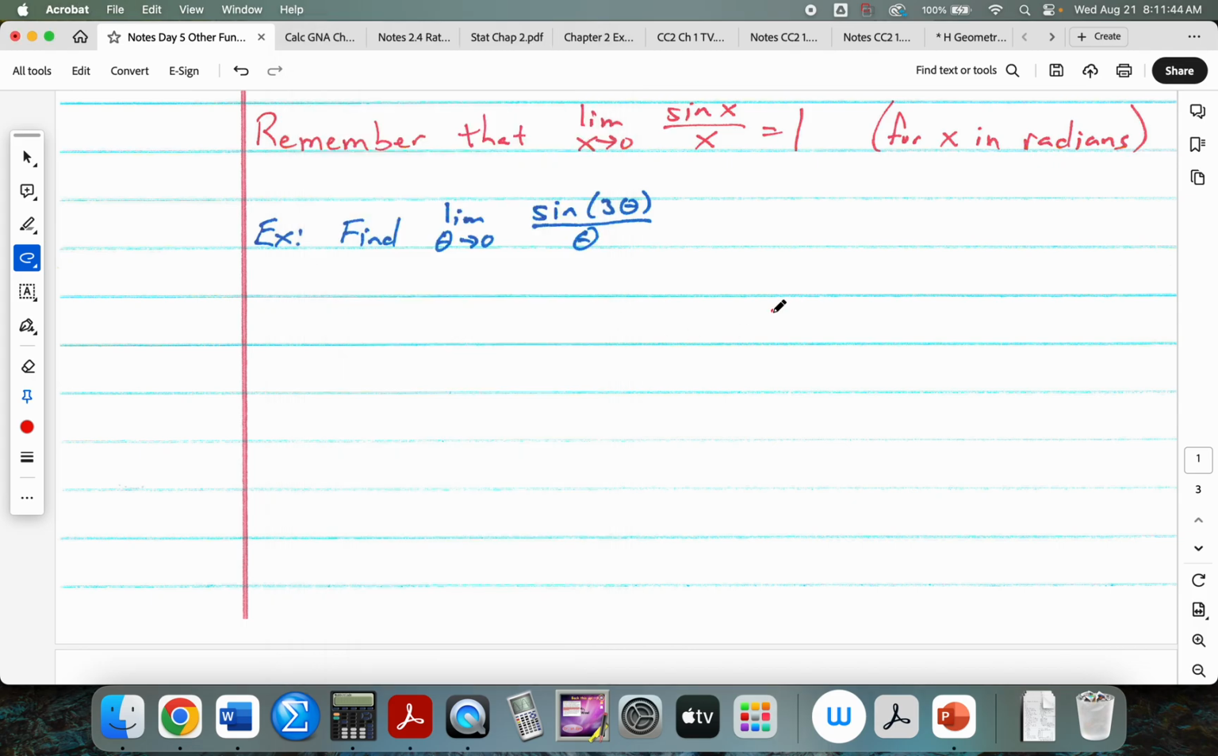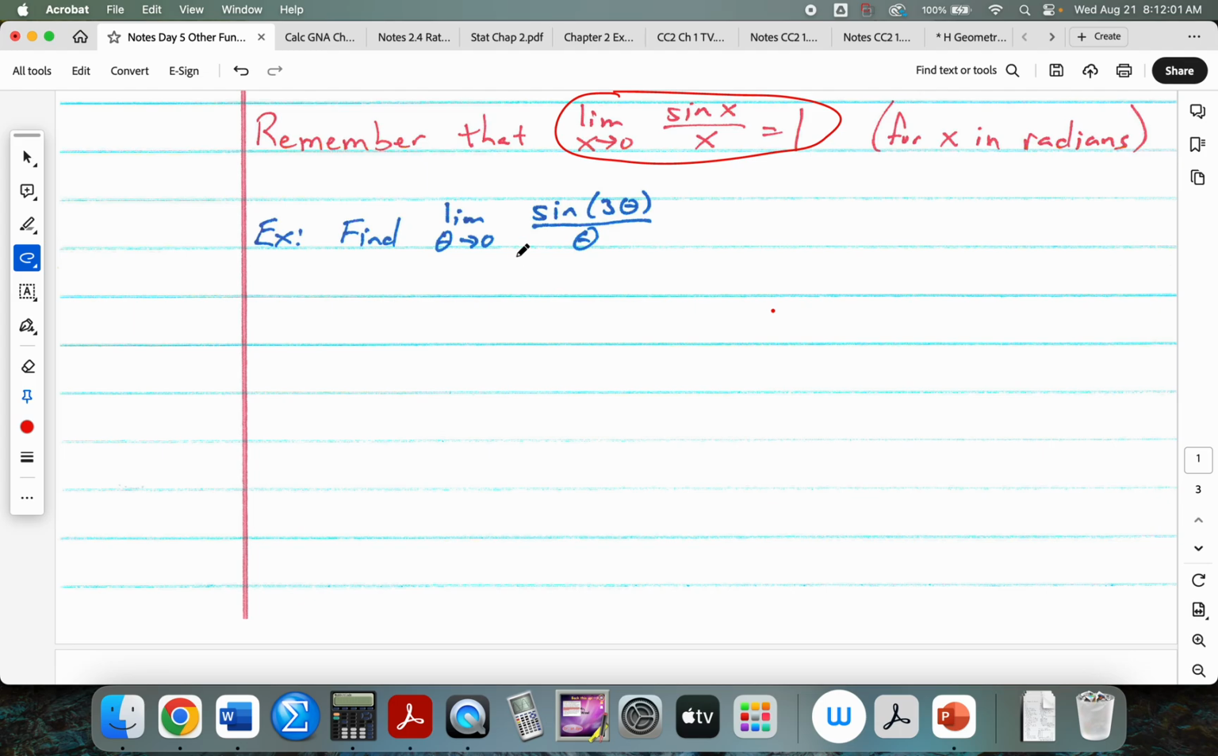Okay? This is something that you should just memorize. We did that in class early on to talk about how you could look at a graph to help you find a limit. This is something you need to have memorized.